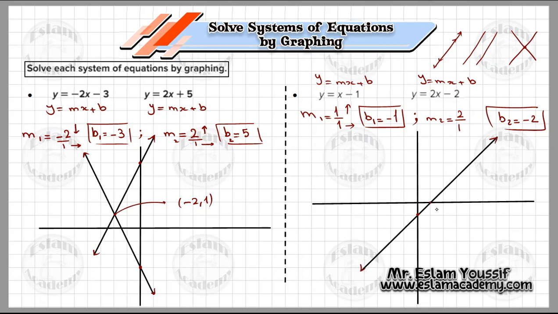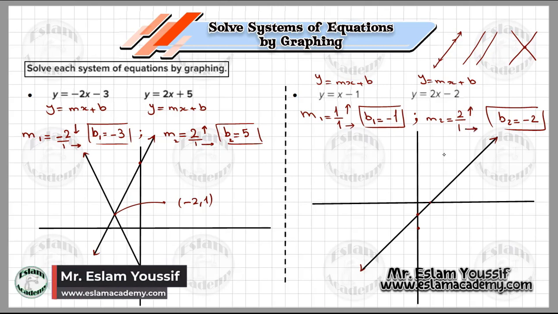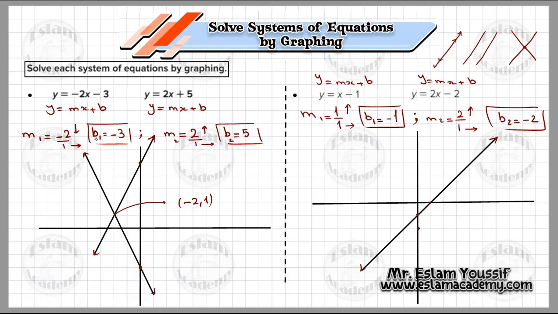For the second line, I will start from -2. Going up 2, because the slope is 2/1, so going up 2 and going to the right 1. Once we have a positive slope, it means we are going up, then going to the right. But if the slope is negative, we go down, then to the right. So we are going up 2 units, then 1 unit right. Once we have 2 points, we'll draw the line joining the 2 points.